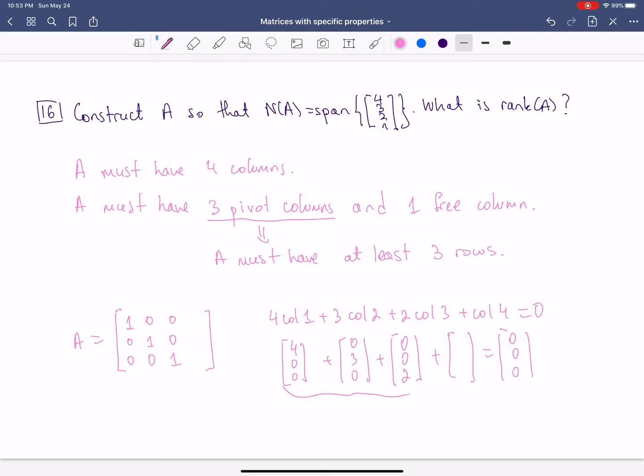Well, this sum is very easy. This is just 4, 3, 2. So I see that this other vector better be -4, -3, -2. So I know that the last column must be -4, -3, -2. And this A will absolutely satisfy the null space in question. So we'll have this null space. In fact, to confirm, you can just give that a try.